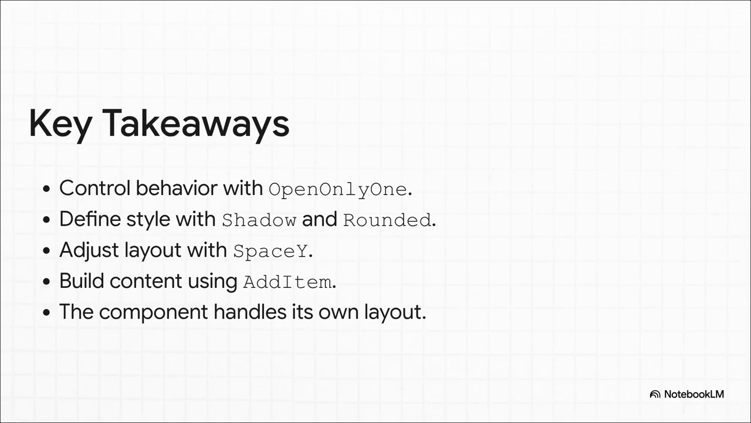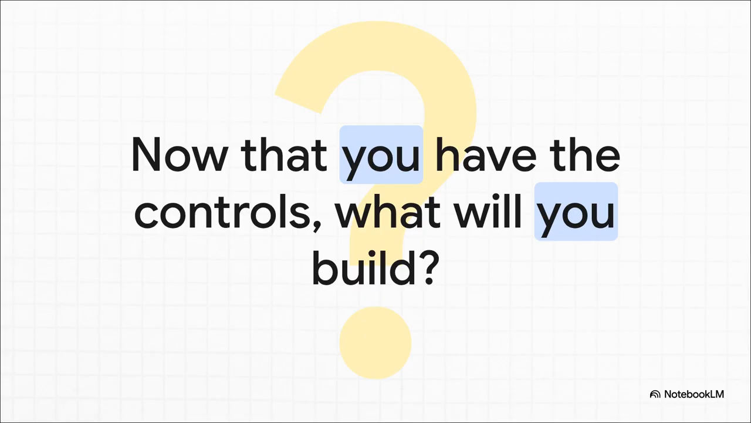So let's just recap the big takeaways here. The B4XDaisyAccordion gives you a really simple, straightforward way to build what can be a complex UI element. You get precise control over its behavior, its visual style, and its layout, all through just a handful of easy-to-understand properties and methods. You know, the real power of a component like this is that it frees you up to focus on the user experience instead of getting bogged down in implementation details. So the only question left is, now that you have the controls, what complex information will you make simple and elegant first?